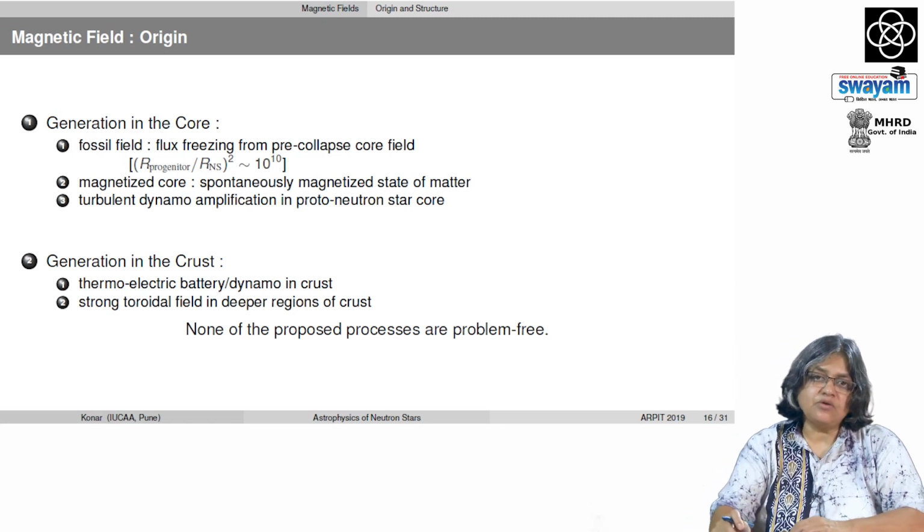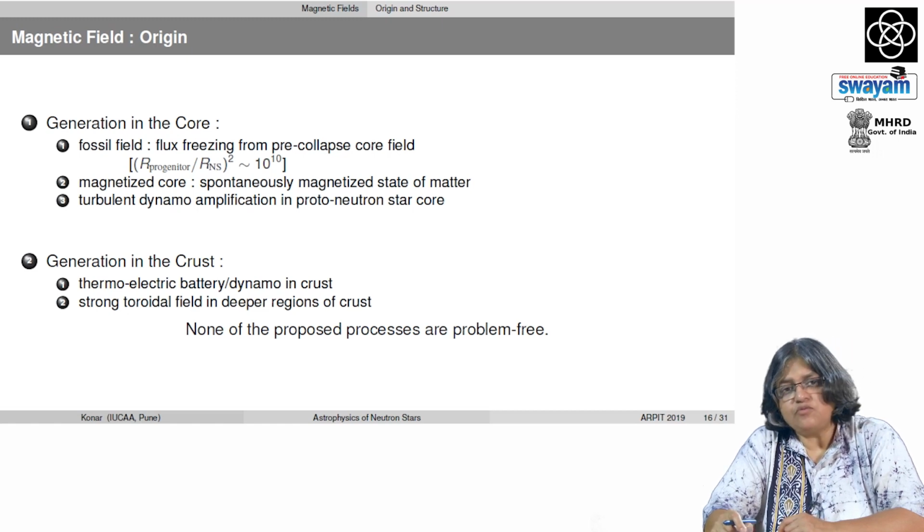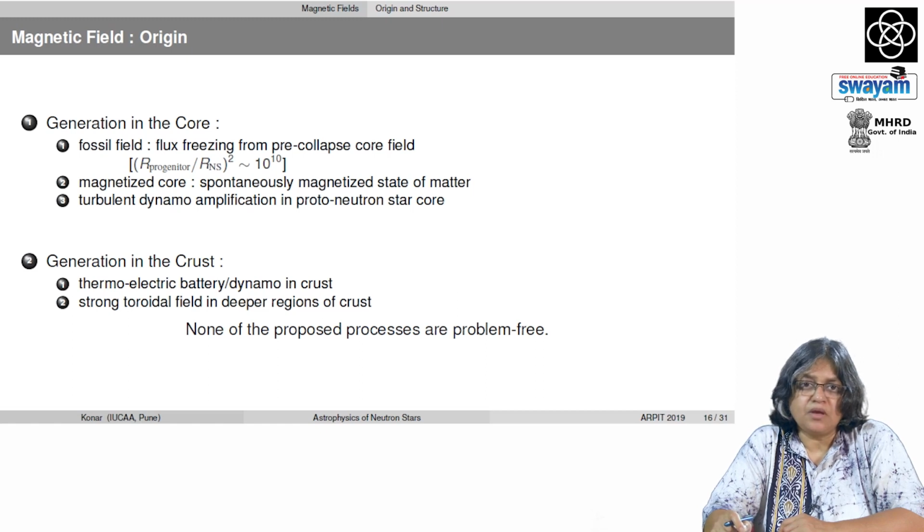Now, the magnetic field could also be generated in the crust by running a thermoelectric battery or a dynamo from a seed field in the very early phase of the neutron star, when the crust was in a liquid phase. Of course, after the crust becomes solid, then such processes cannot run there. Or the poloidal field may have been generated by having a strong toroidal field component in deeper regions of the crust.